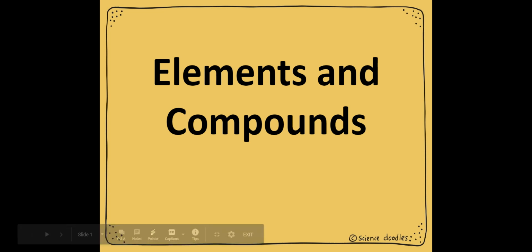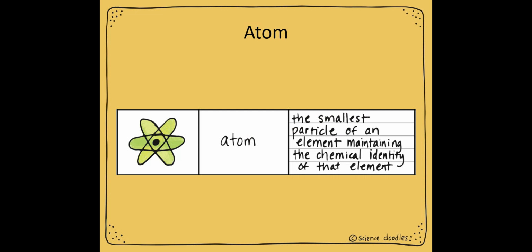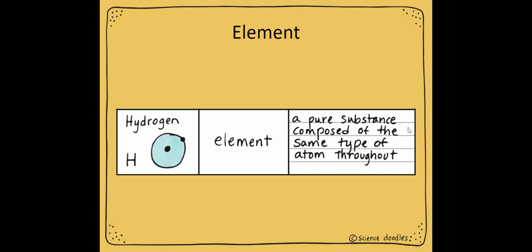Okay, guys, so we're going to talk about elements and compounds and review some vocabulary words. So, an atom. An atom is the smallest particle of an element maintaining the chemical identity of that element. So, yesterday you all learned about the different parts of an atom and how it has a nucleus and it can have protons, electrons, and neutrons. We will continue to learn about that.